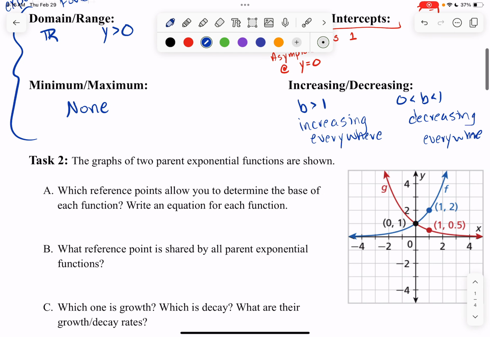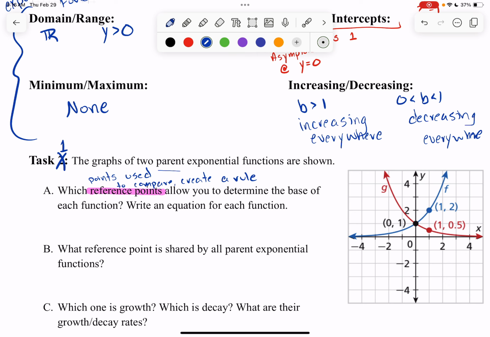Okay, so let's go ahead and do this task. This should actually be task 1. Somehow it didn't get numbered right. So this is task 1. So here we have the graph of two parent exponential functions. So these are the parent exponential functions. And we want to look at part A: which reference points allow you to determine the base of each function? What do we mean by reference points? Reference points are points we use to compare functions. Points used to compare or create a rule.